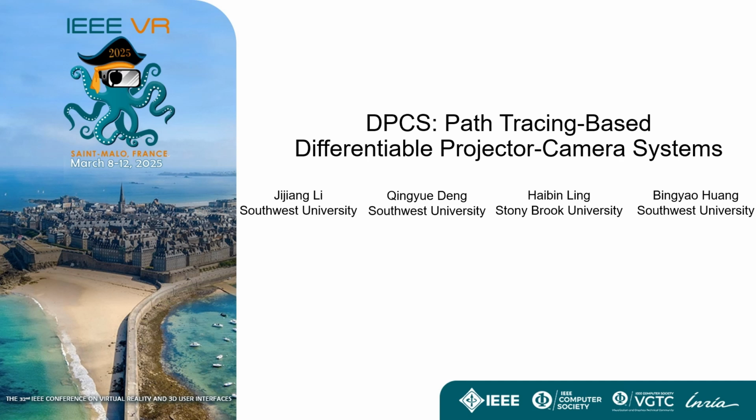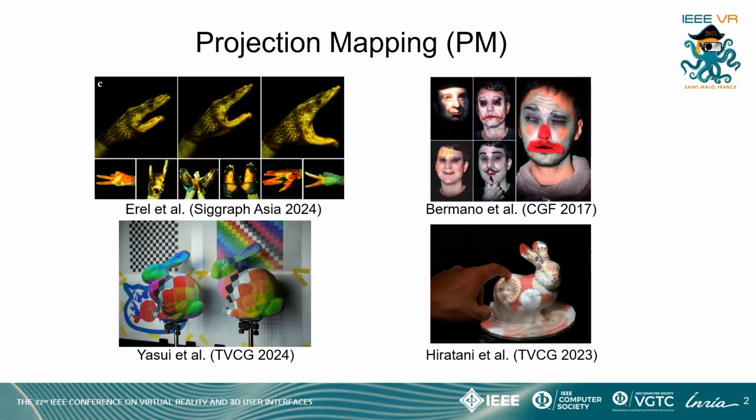We propose DPCS, a path tracing-based differentiable projector camera system. Start from the topic about projection mapping, PM. Projection mapping is a well-established technique which aims to augment the scene or control the appearance of the scene using the projectors.